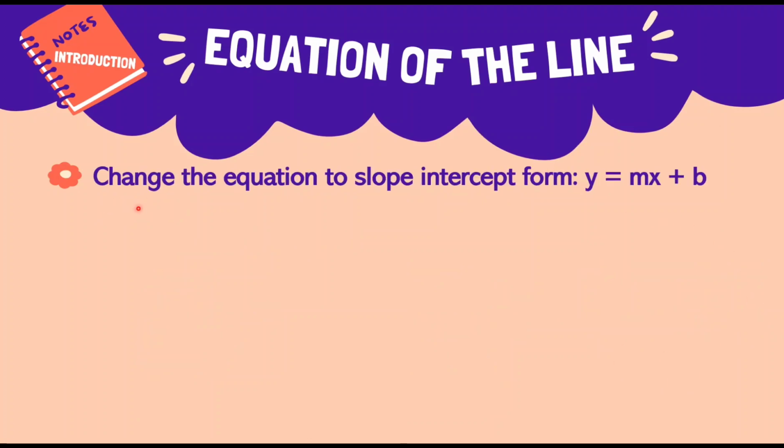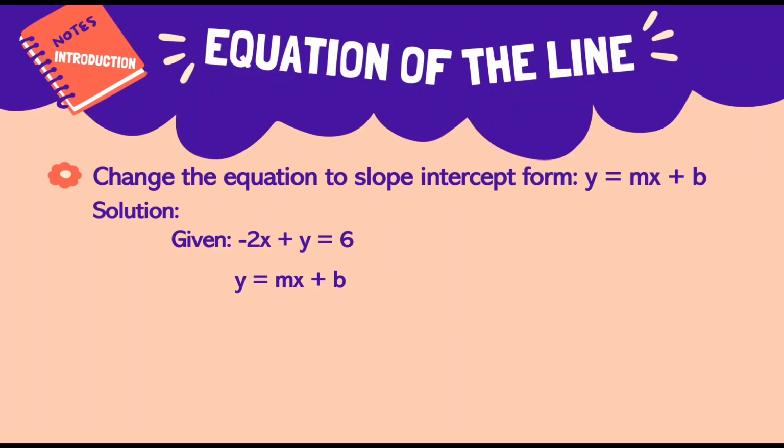Our second task is to find the slope and y-intercept. In order to find the slope and the y-intercept, we need to first change the equation to slope-intercept form, which is y is equal to mx plus b. So let us write our given equation, which is negative 2x plus y is equal to 6. Let us rewrite this into slope-intercept form.